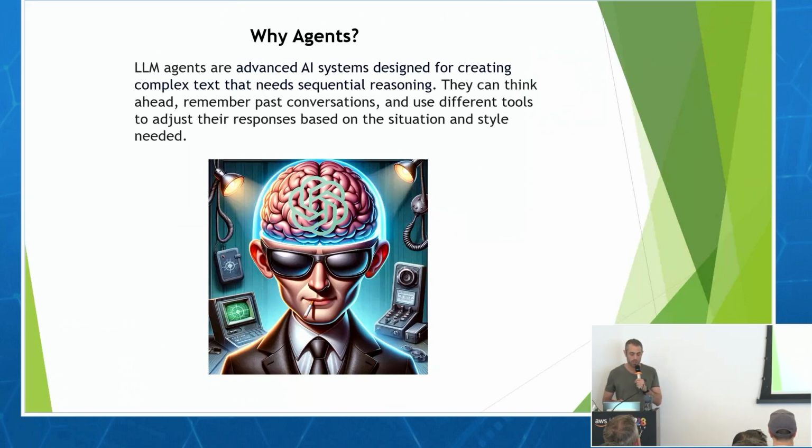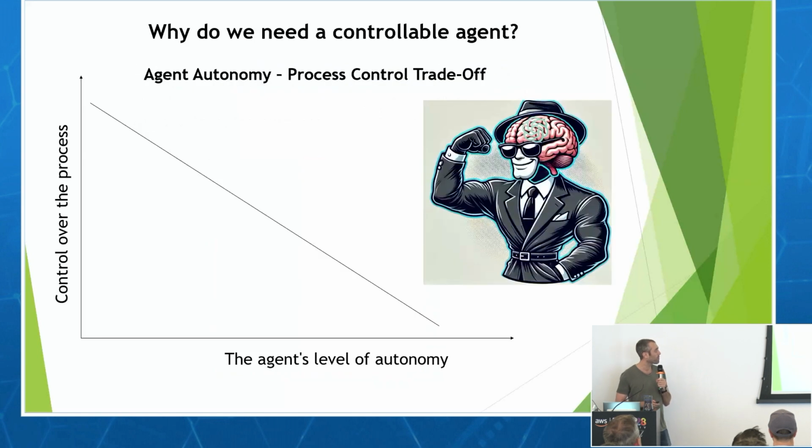So agents, LLM agents, are advanced AI systems that are designed for creating complex tasks that need sequential reasoning. And they can think ahead, they can remember past conversations, and they can use different tools to adjust their responses based on the situation and the style needed.